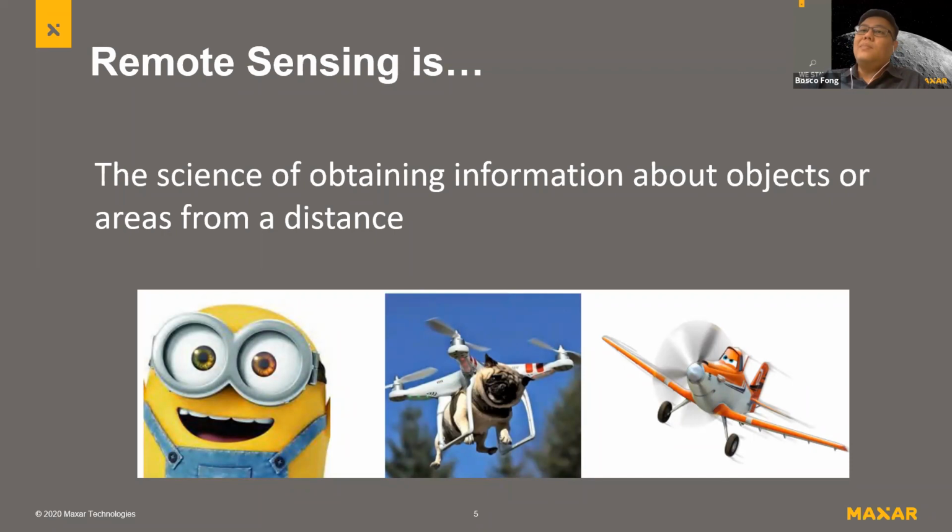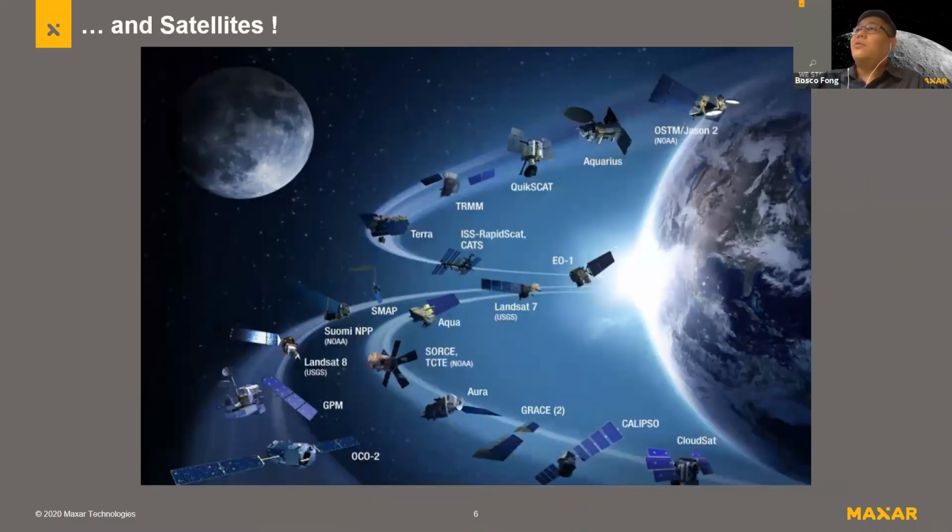Usually, in the remote sensing industry, we use drones and aircraft to capture the data. We also use satellites to capture and obtain images or information.